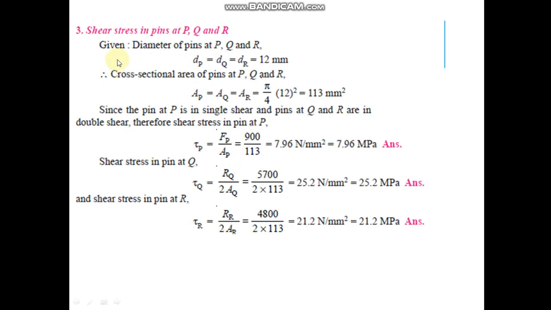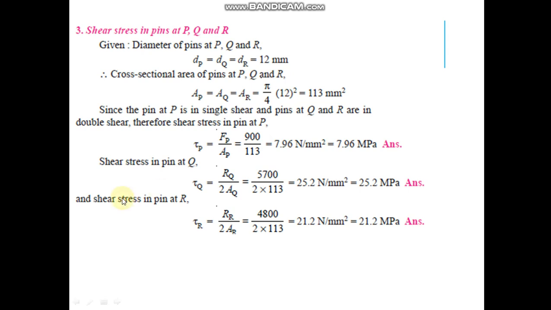Third point, you have to find the shear stress in the pins at P, Q and R. So shear stress, how you calculate shear stress? Shear stress is force upon area. So force acting at point P is 900, area which is again a circular rod of diameter 12, pi by 4 into d square, and this is your area 113. So shear stress will be force upon area and 7.96 will be your shear stress in megapascal.